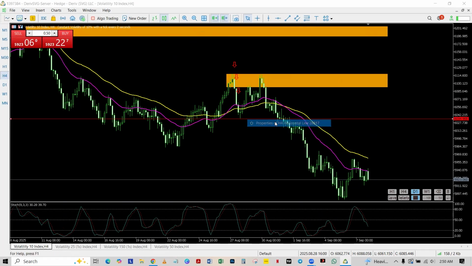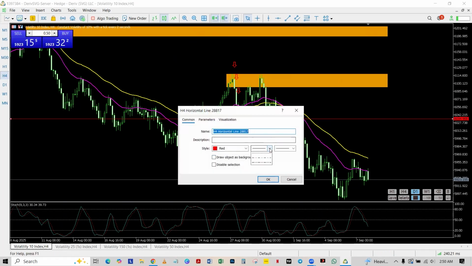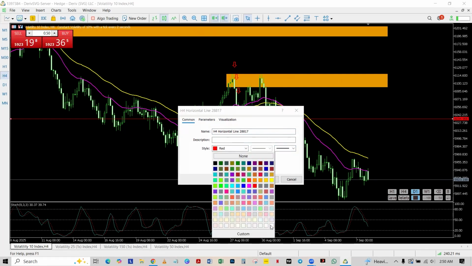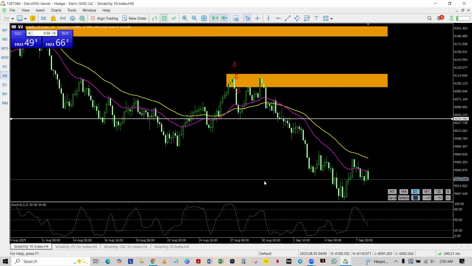Let me just give this some boldness so that it will be very visible to the eye. All right, this is perfect. Okay, so we had a pullback at this level, and at this point the market moved downwards.